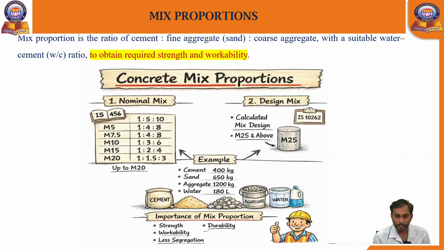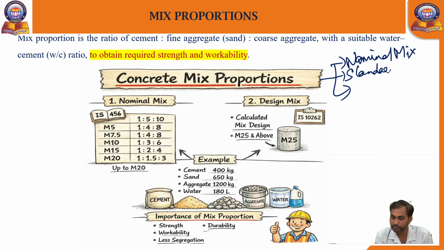Done. Now the concrete mixed proportions have three types. The first one is nominal mix, the second one is standard mix, and the third one is design mix. These types of mixes depend on the types of grades.